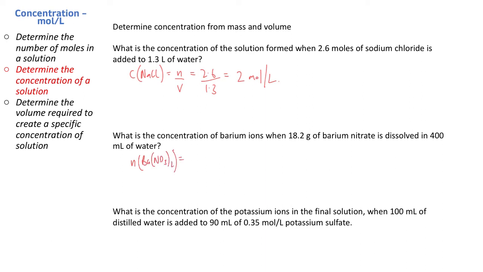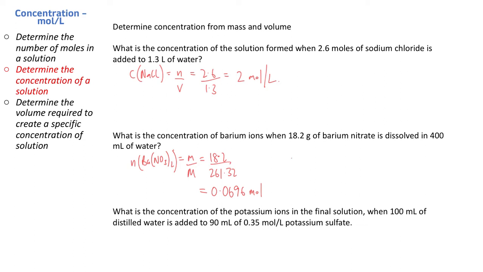Which will be equal to mass over molar mass, which will be equal to 18.2 over whatever the molar mass of barium nitrate is. So it's 137.3 plus 2 times 14.01 plus 6 times 16, which will be equal to 261.32, which happens to be 18.2 divided by answer, 0.0696 moles. Okay, but I want the concentration of barium ions.